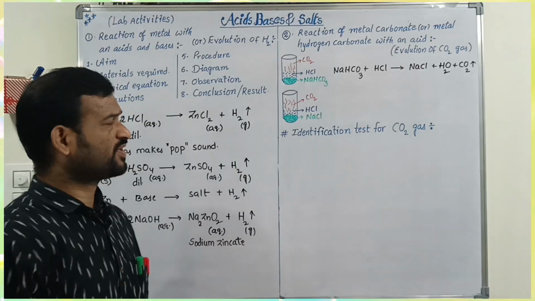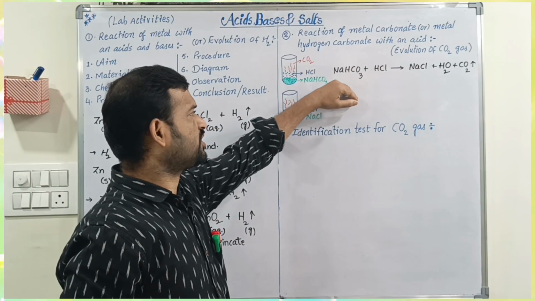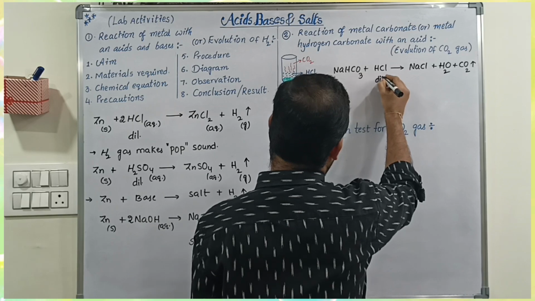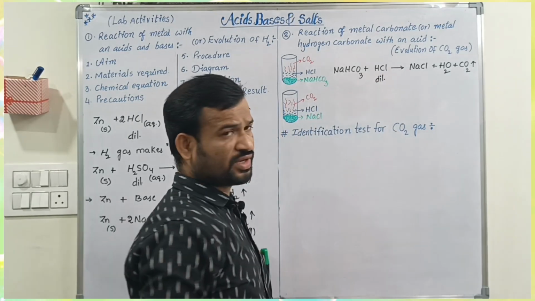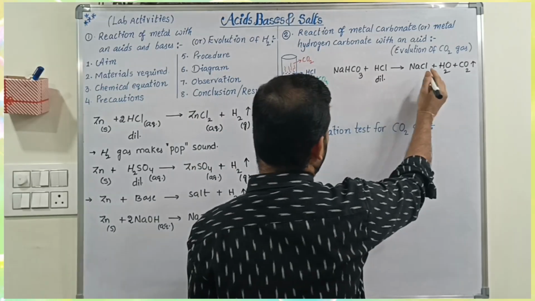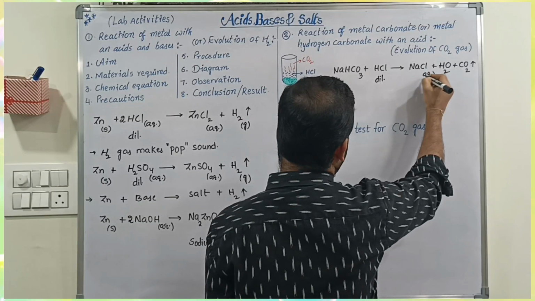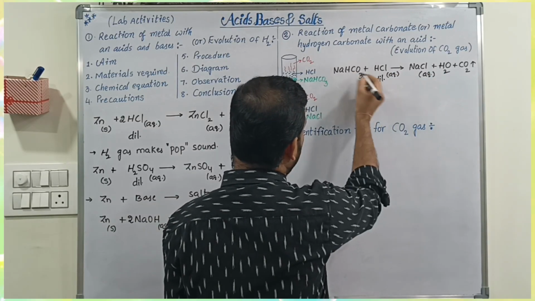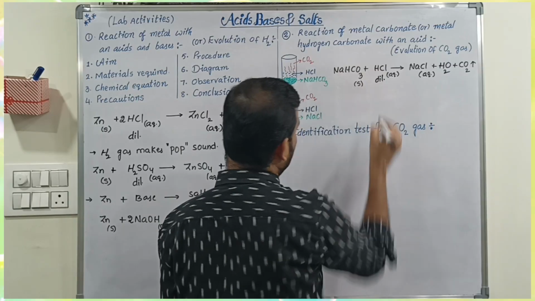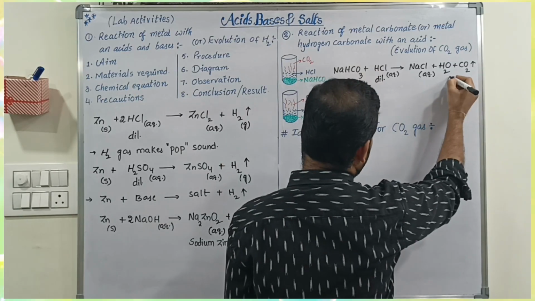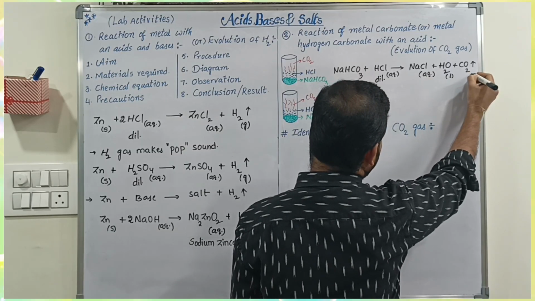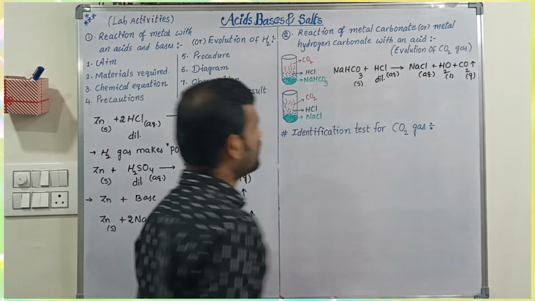So, in this process, whenever acid reacts with sodium bicarbonate, here also we have to take dilute hydrochloric acid. So, then sodium chloride is aqueous. Dilute means it is aqueous only. Sodium bicarbonate is the solid. So, then H2O and sodium chloride, this is the aqueous solution, and carbon dioxide gas will be formed.